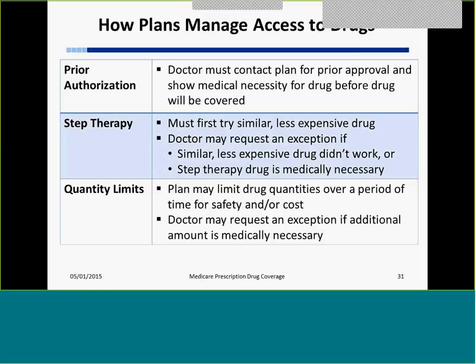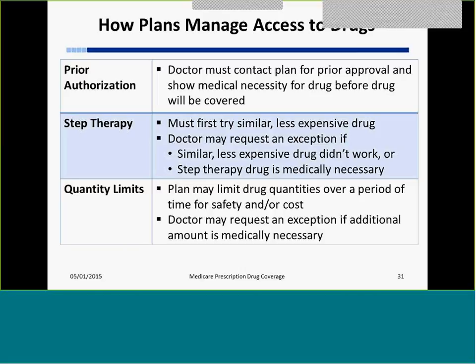Step therapy. I like this one, rather than reading what's on the board there, it's just real simple. If your doctor prescribes the most expensive medicine in that therapeutic category, and that drug is labeled step therapy in the formulary, then the plan has the right to ask you to try less expensive medicines first. If that doesn't work, then just like stair steps, we'll take you to the next level. And if that doesn't work, we'll take you to the next, and if need be, you end up at the most expensive drug.